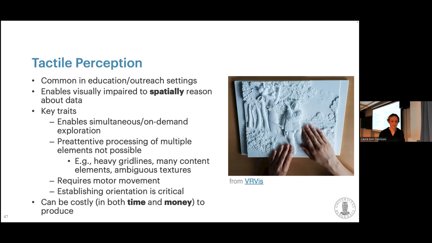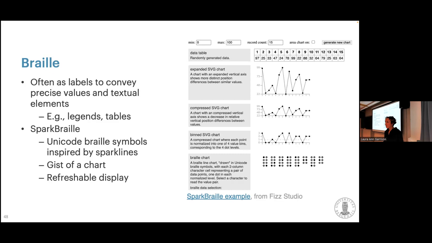So, thinking through the different types of tactile modalities, there's Braille, which is probably what most of us are familiar with. So these are often used in data visualization as labels to convey precise values and textual elements such as legends or tables. An example that I thought was interesting to share would be this tool called Spark Braille. So this is using Unicode Braille symbols that are inspired by Spark Lines, which are really tiny graphics that give you general trends.